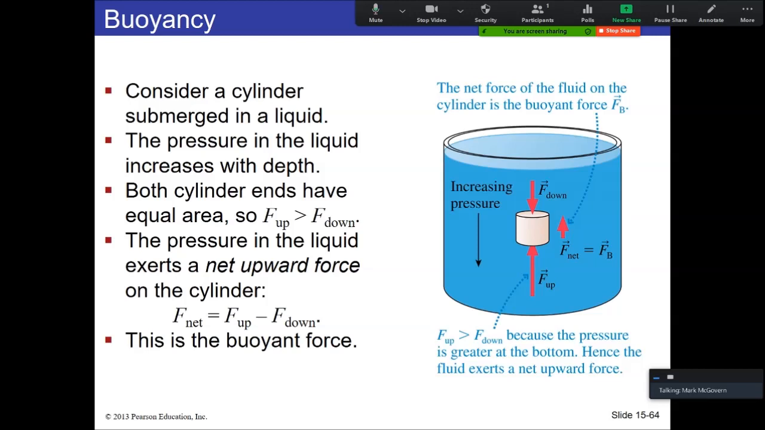The second part of the lecture in chapter 12 deals with the concepts of buoyancy and Bernoulli's equation, which is a type of energy conservation for fluids. So first off, that word buoyancy.